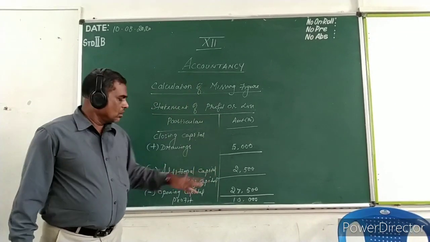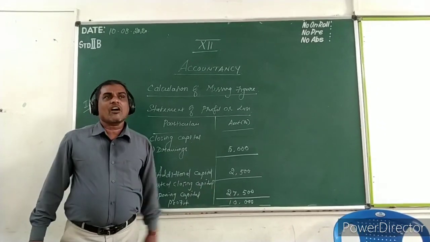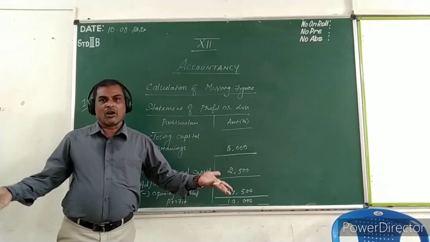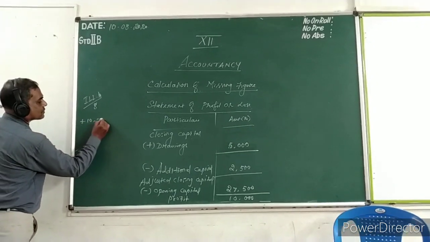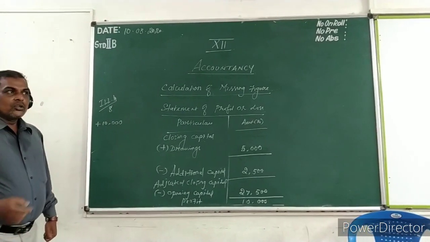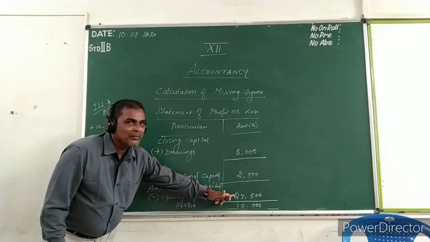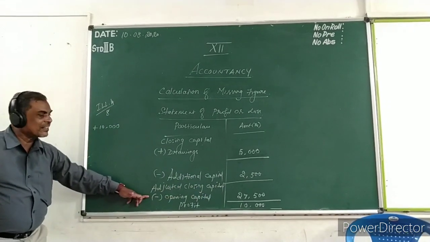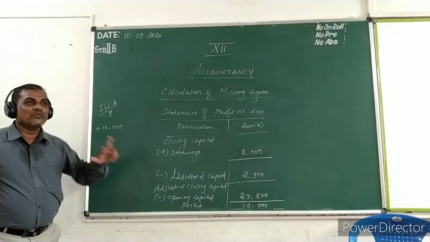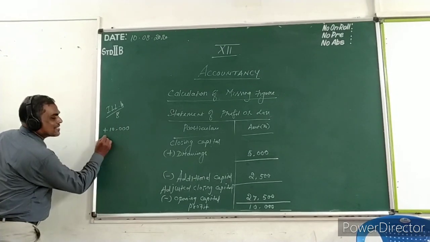I already told you, to calculate the missing figure, we have to start the sum from the bottom. That is the rule. Here at the bottom, what value are we getting? Profit. Profit is considered as plus, that we know already. So here profit is plus 10,000. To add or to subtract, we need one more item. The next item is 27,500. You please see, the 27,500 carries minus, so we have to change it as plus.